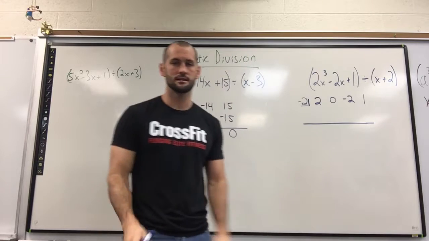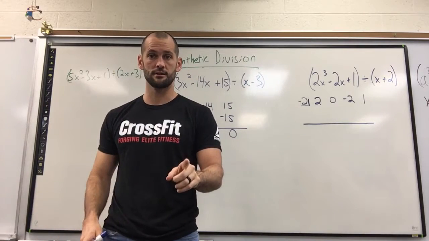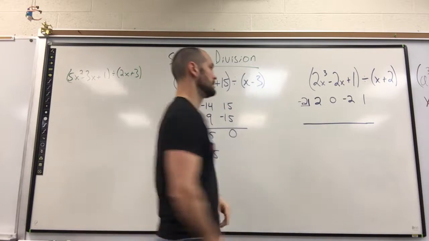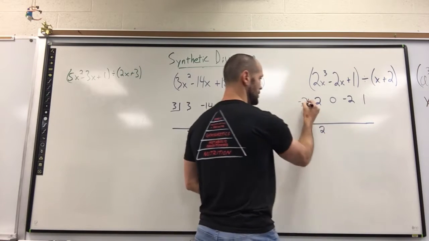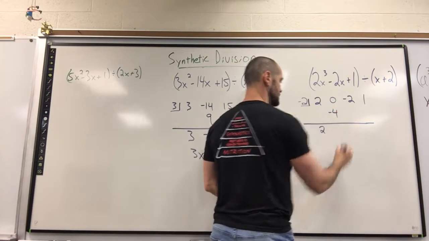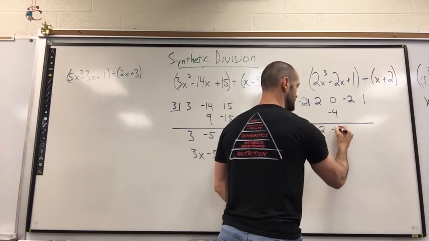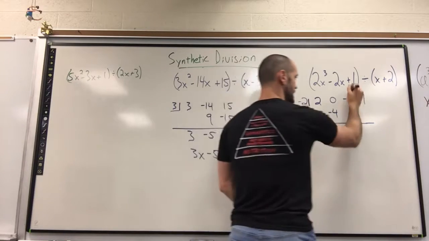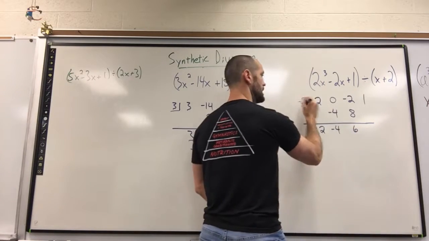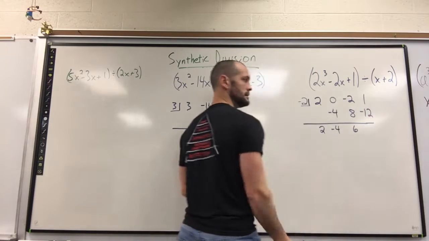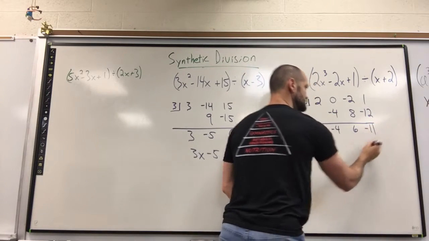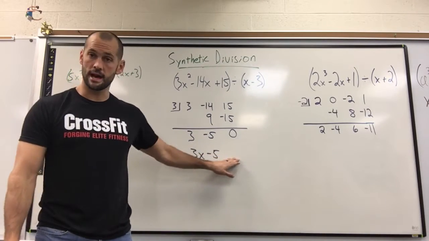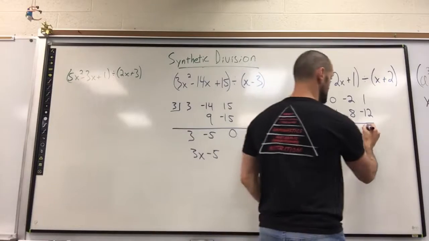All right, look how nice and fast we can do this problem. You remember the pattern? Add down, multiply, replace. Here we go. Add down, multiply, replace. Add down, multiply, replace. Add down. Now you'll notice something here. The last one had a 0 remainder, so there wasn't anything back here. This one has a remainder. This is the last box.